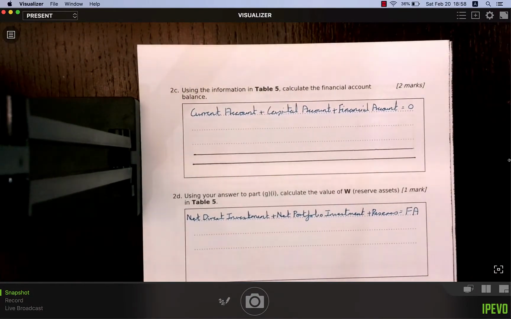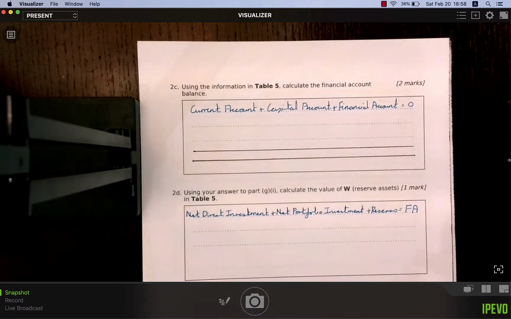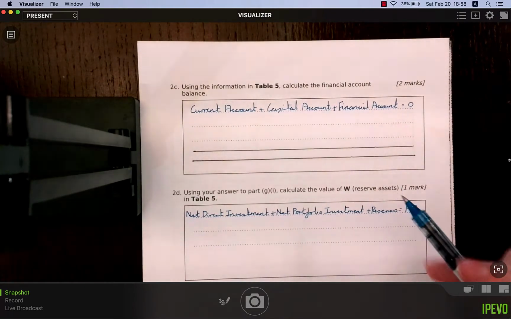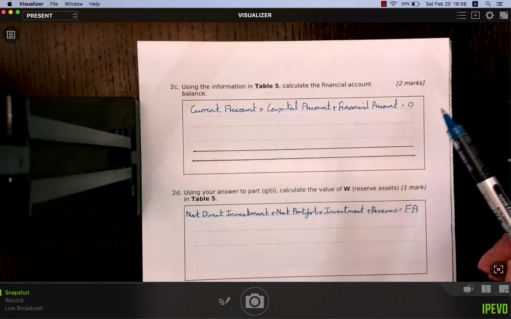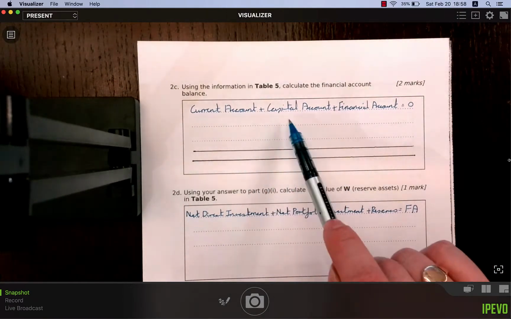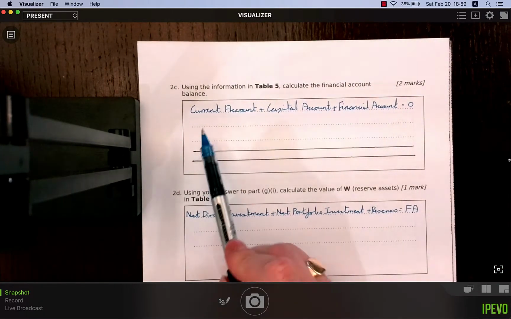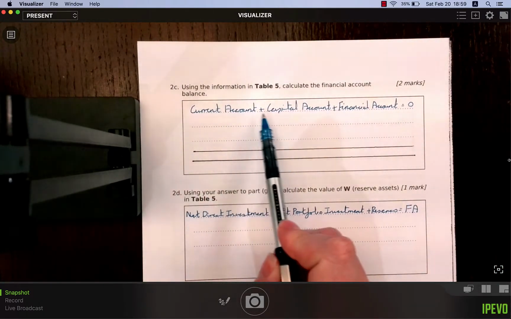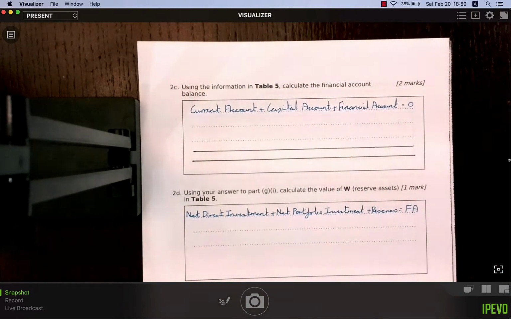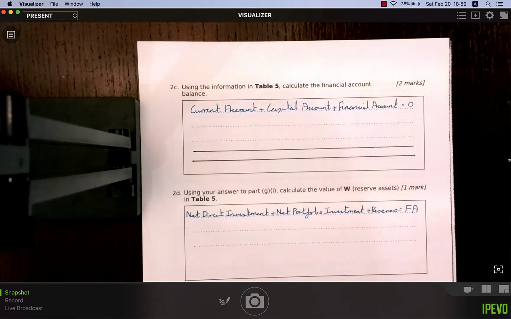Now, on to the next thing. Using the information in Table 5, calculate the financial account. Right, well, let's have a look at a few things here. First things, the current account plus the capital account plus the financial account equals 0. Do you remember what I said already in this video, that the current account equals the opposite of the capital plus the financial. So you have to bring it over, and if you bring all of them over and add them together, you'll get 0. It'll balance essentially, okay?